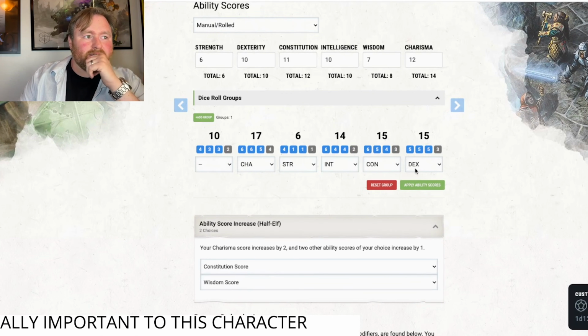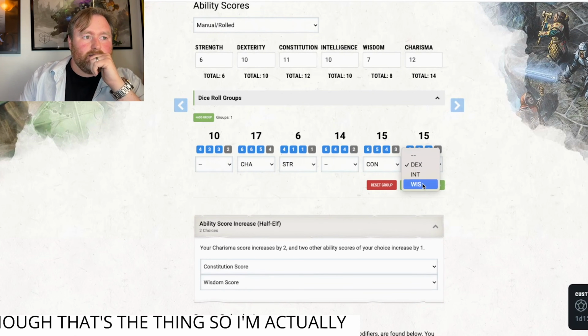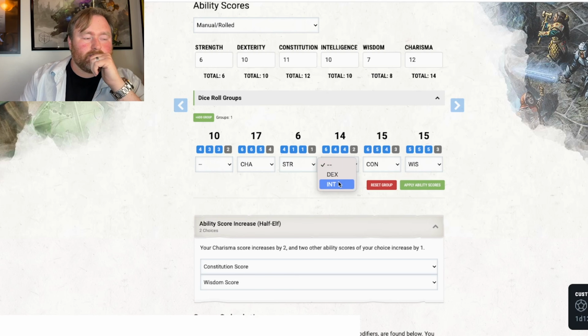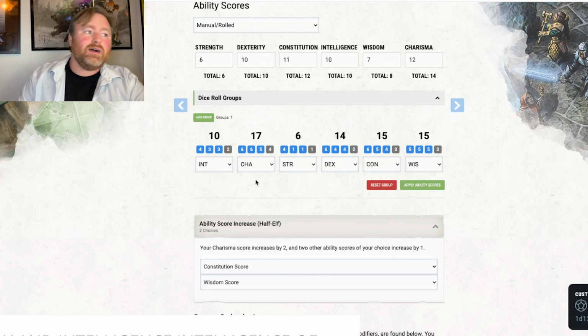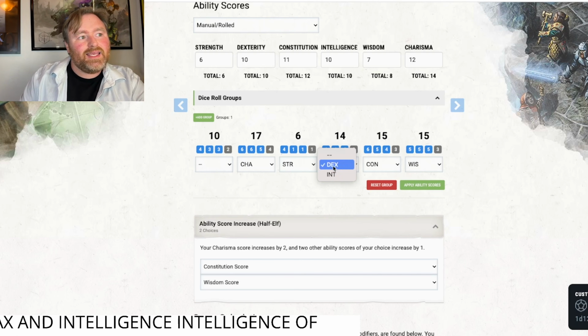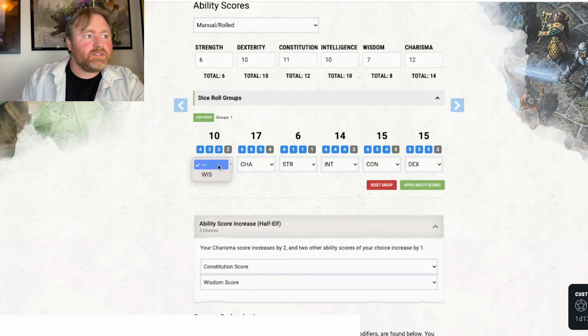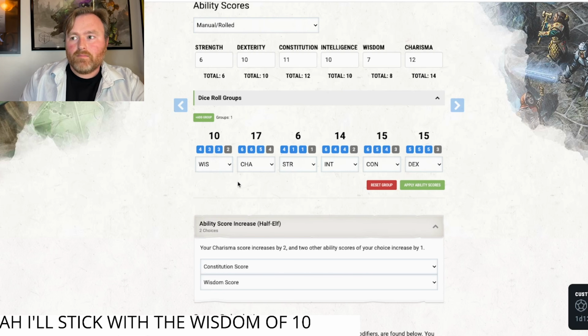Insight's got to be really important to this character, though. That's the thing. So I'm actually going to give... Wisdom, Dex, and Intelligence. Intelligence of 0. They're an anthropologist. Yeah, I'll stick with the Wisdom of 10 goes up to 11. Yeah, I can make that work.